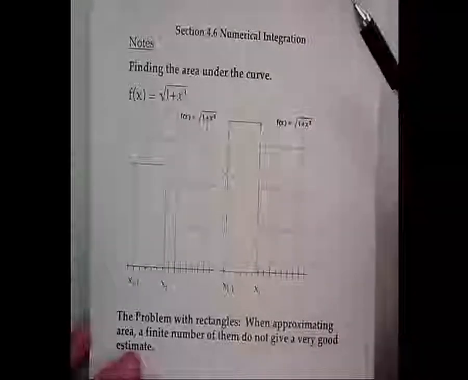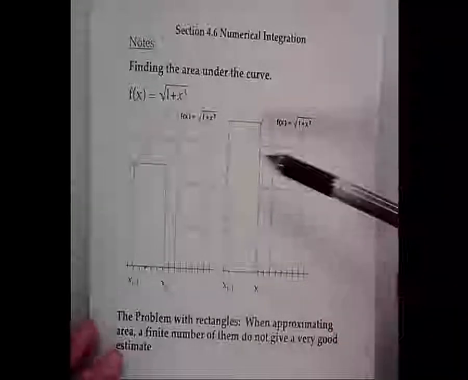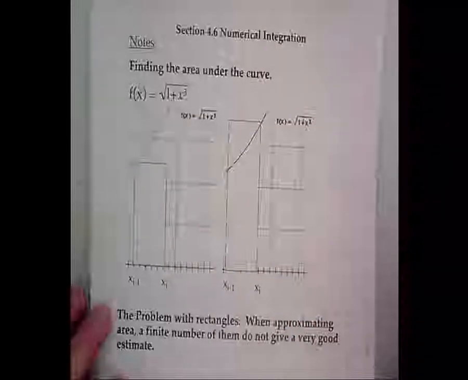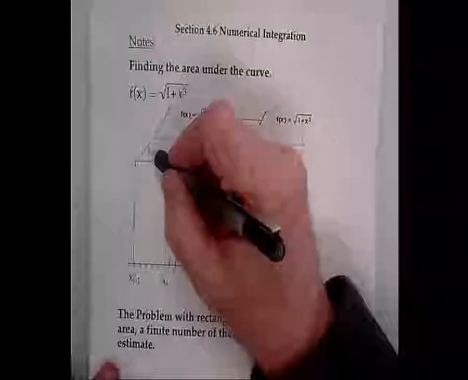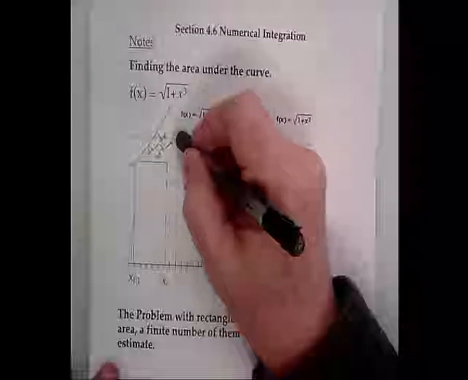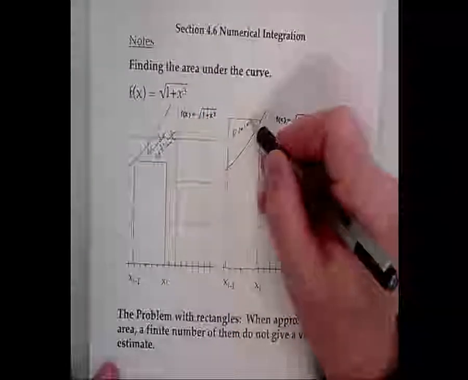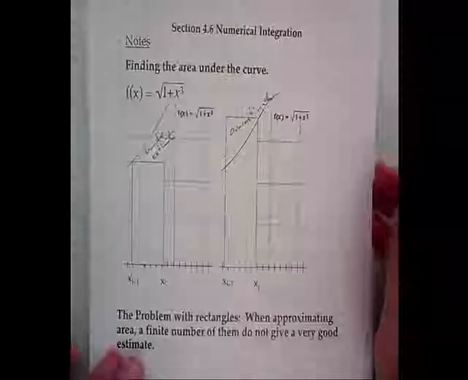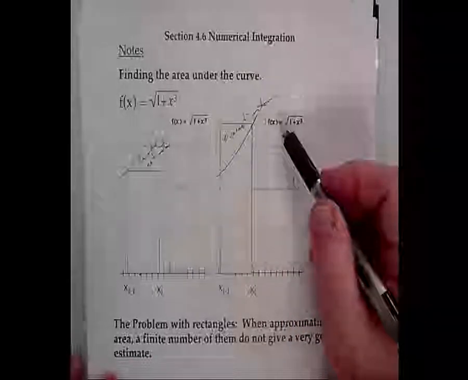We know what the graph looks like because we can graph it, and these are two examples here. This graph is supposed to go through there like this. That this obviously, because this area is not covered, is an underestimate. And over here, this is an overestimate. And so we have a couple of ways that we can deal that are a little bit better than rectangles.